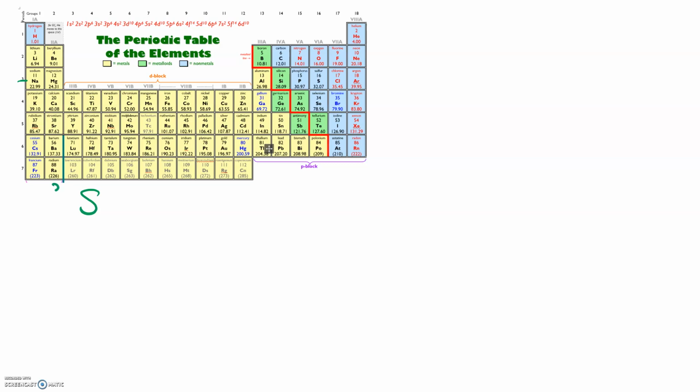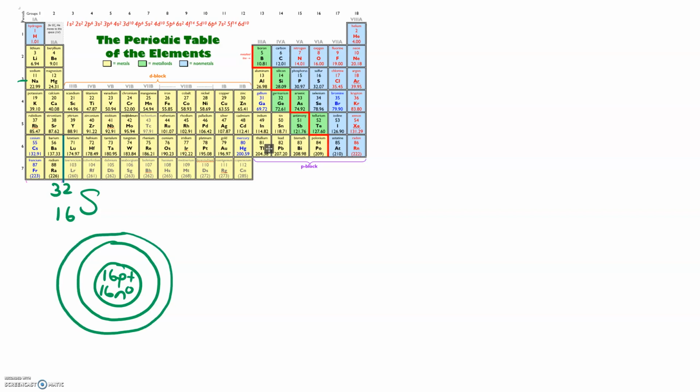So sulfur has the mass of 32. The atomic number is 16. Once again, that tells me that that's also the number of protons it has, and the neutrons are going to be 32 minus 16. Sulfur is in third period, so I know it's going to have 3 circles.